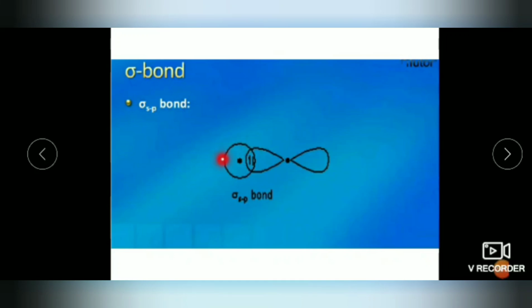Sigma sp means a spherical s orbital overlapping with a p orbital which has opposite spin. This formation we call a sigma sp bond.